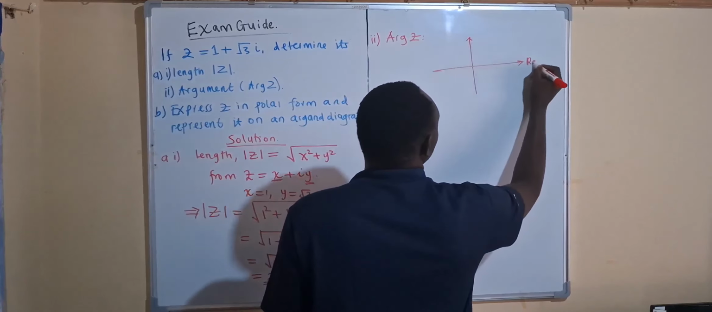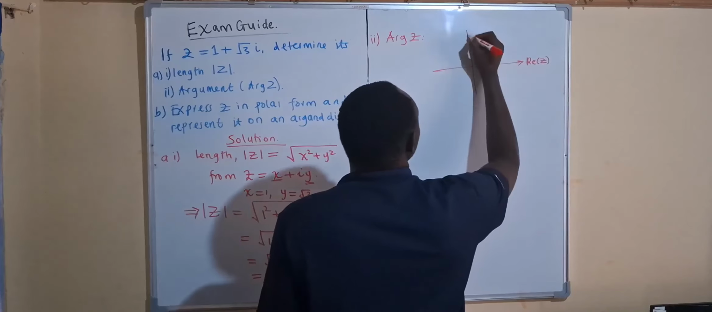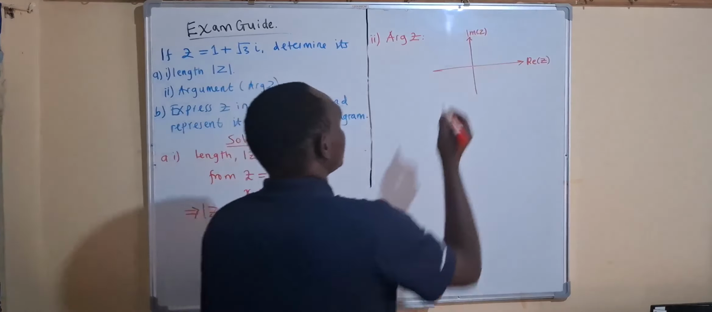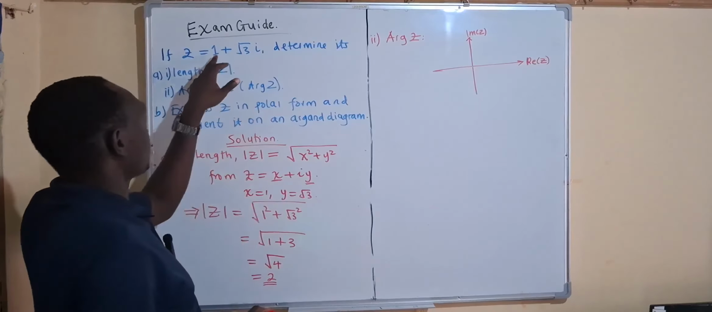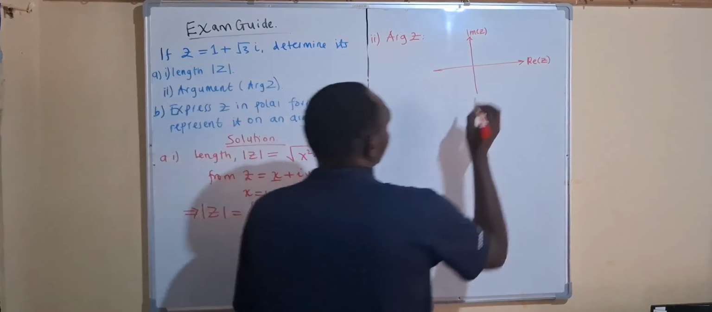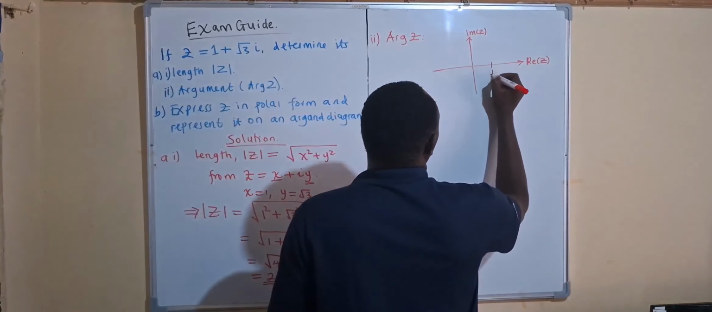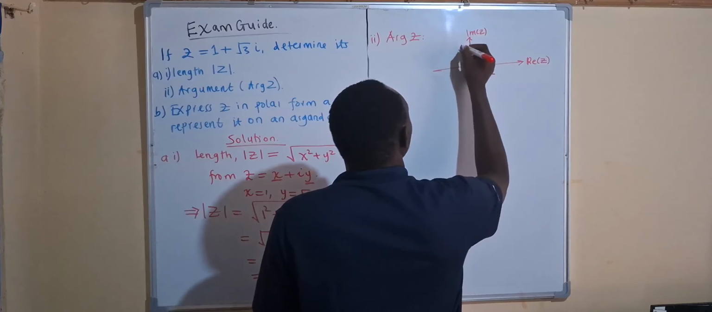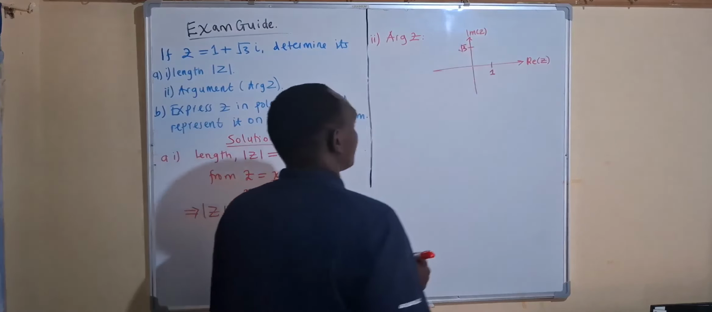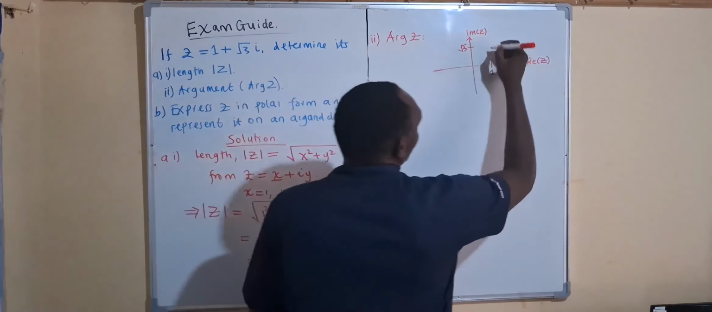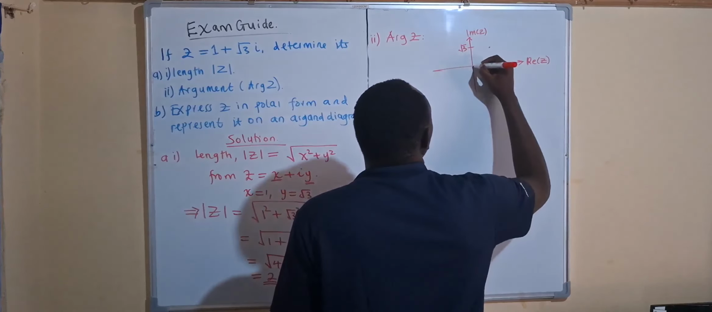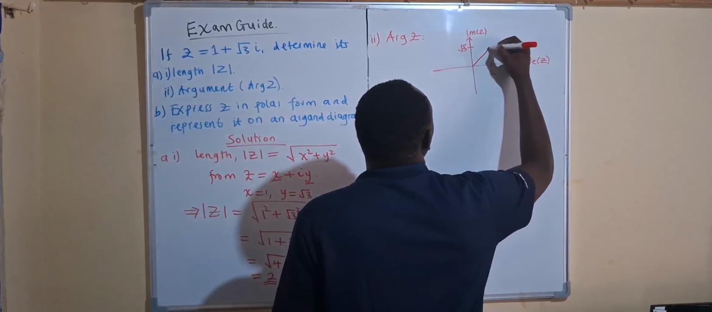This is the real part of z. This is the imaginary axis or part of z. So if you look at our expression here, 1 is on the real axis, so we have 1 here. And then root of 3 is on the imaginary axis, we put it there. And then we look for the point where they are meeting. They are meeting somewhere here. So you draw an arrow from the origin up to that point.